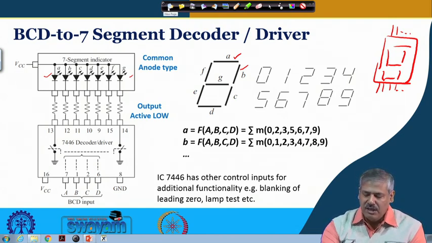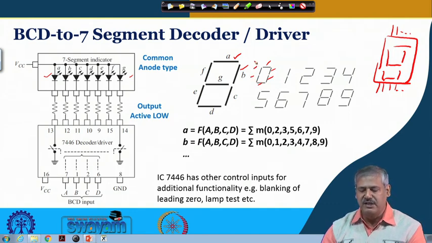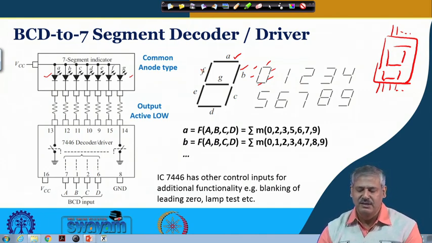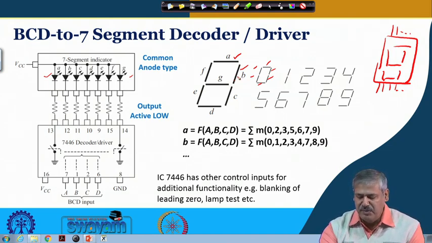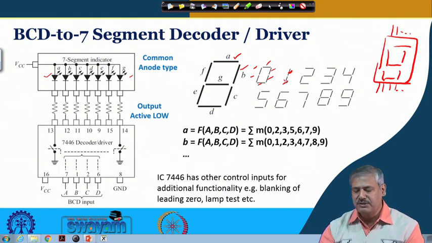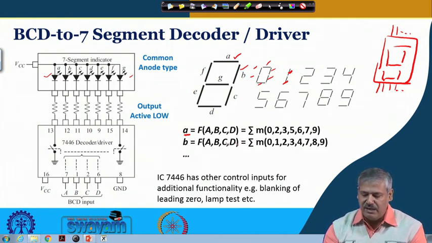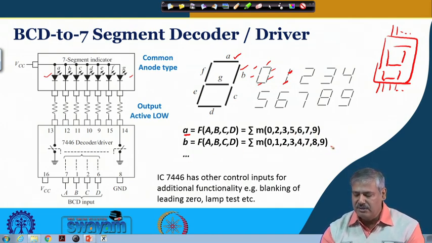Whenever 0, 0, 0, 0 is presented, which LEDs will glow? This LED, this LED, this LED, this LED, this LED and this LED will glow, that means A, B, C, D, E, F will glow and G will not glow. When 1 is present, that means 0, 0, 0, 1 is present, which LEDs will glow? B and C will glow. Similarly for the rest of the cases. Now, you can understand that A will glow for the cases when at the input 0, 2, 3, 5, 6, 7 are present, and B will glow when these are present.